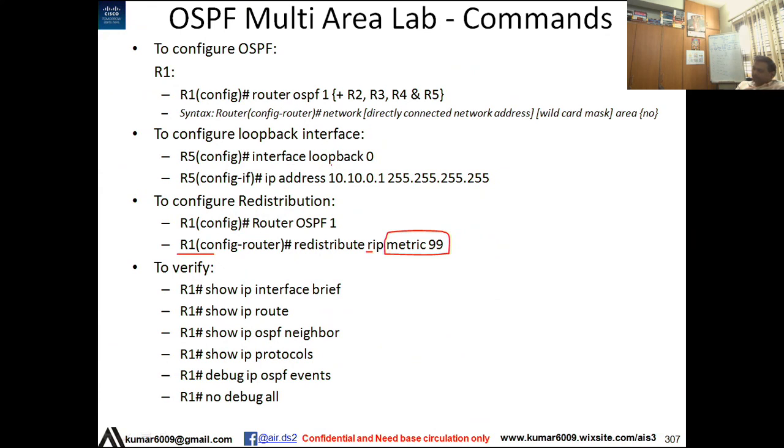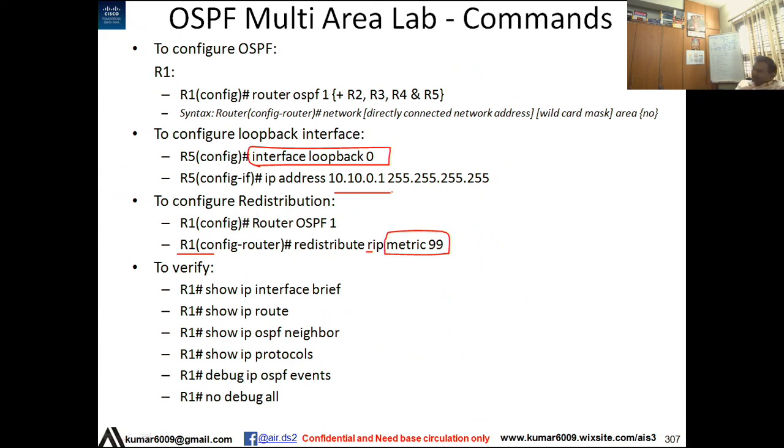How to create the loopback interface? By default, there is no loopback interface. You have to create a virtual one: loopback 0, loopback 1, loopback 2, loopback 3, like that. So go to device R5 and type interface loopback 0, then give the IP address. Then the loopback interface is created and the IP address is given.